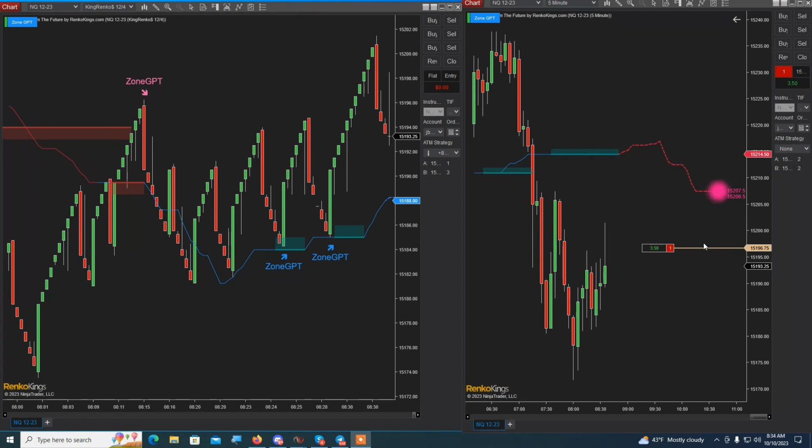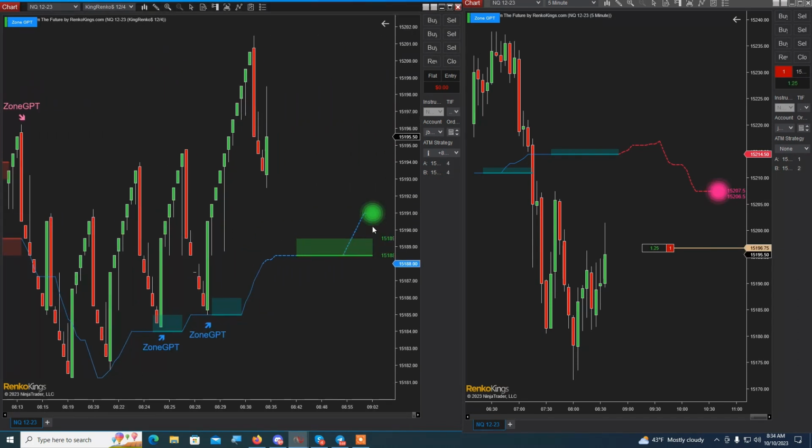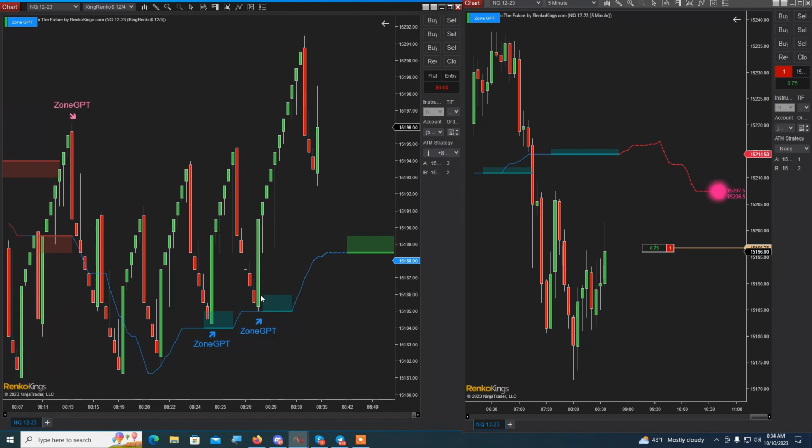Now still short because the torch is short. Nothing on a scalping yet. Scalping is a lot trickier, only because things happen so fast, and I'm just not in front of my computer here the whole time. I'm doing other trading related things, but you can see how these zones that were created by ZoneGPT, with the torch being bullish, create these beautiful signals for scalping.